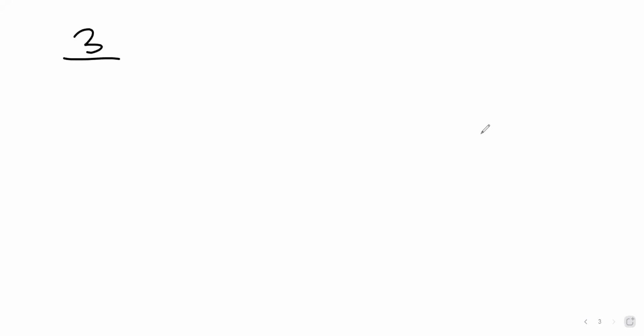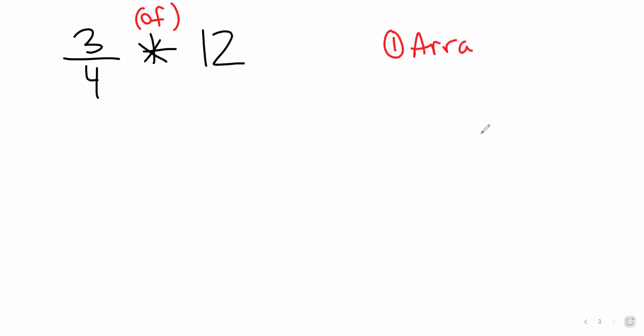We're going to say 3/4 times 12. So again, I'm going to put times this time, but remember that just means of, right? What is 3/4 of 12? Well, again, if I have 12 things, that's what I'm going to do first. I'm going to make that array that shows 12 things.